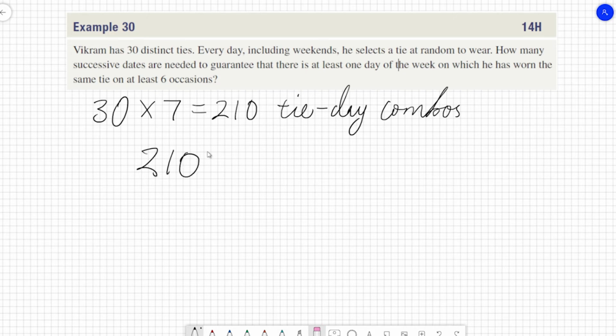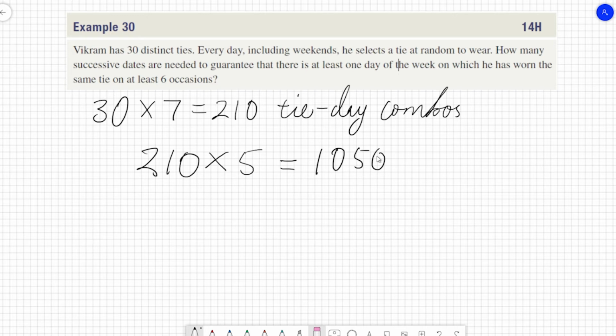So it means that every possible combination of tie and the day of the week has occurred 5 times. So that's 1,050. Yeah. So only after 1050 days, there is a guarantee that every tie and day of the week combination has occurred 5 times.